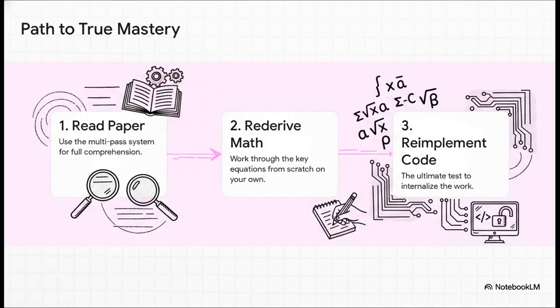Now, if you want to achieve true, deep mastery of a really important paper, this is the path. First, you read it using the system we just talked about. Next, you grab a pencil and paper and try to rederive the main equations yourself, from scratch. And finally, the ultimate test, you try to re-implement the code. That's when you discover all the little hidden details.